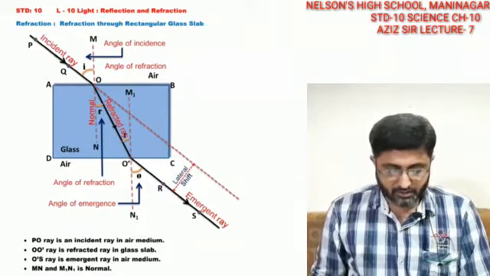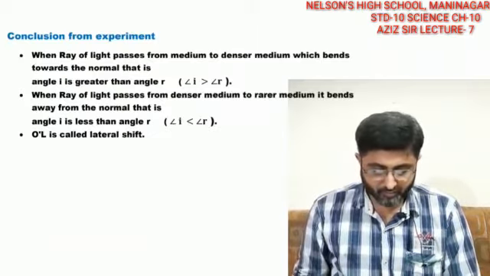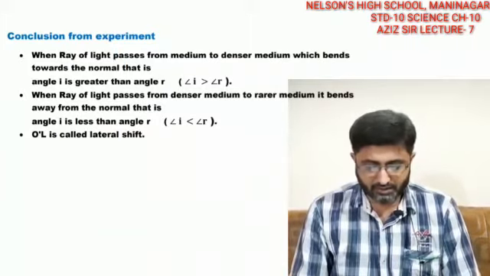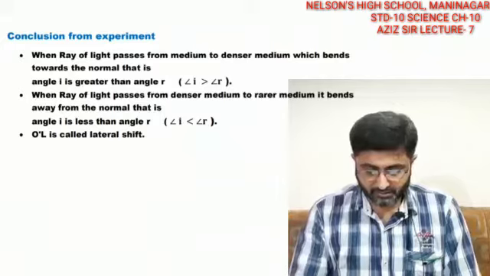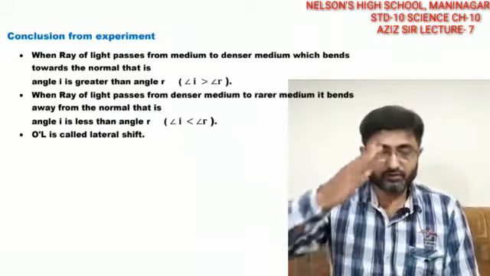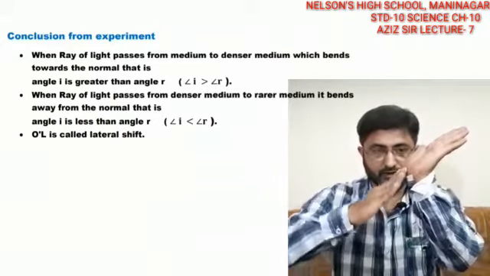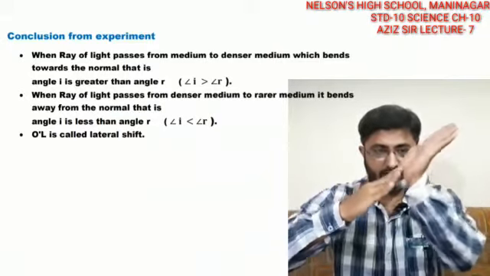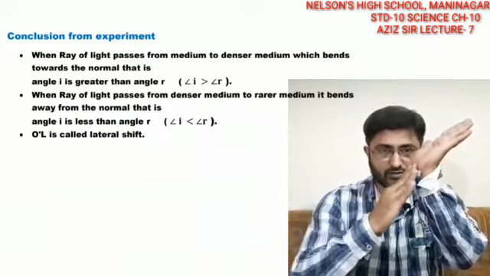Right. So m and m dash, mn and m1 n1, are the normals here. So what do we conclude from this experiment? We conclude from this experiment, as you are seeing, that when a ray of light passes from a rarer medium to a denser medium, it bends towards the normal. Now first of all, you see the incident ray and you see the refracted ray. This is the normal and this is the refracted ray. It should pass like this, but it bends towards the normal. The light should go this way, but when it strikes the glass, from the rarer medium to the denser medium, it bends towards the normal.